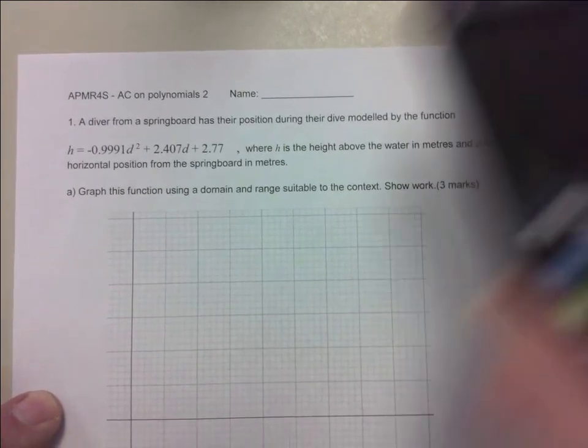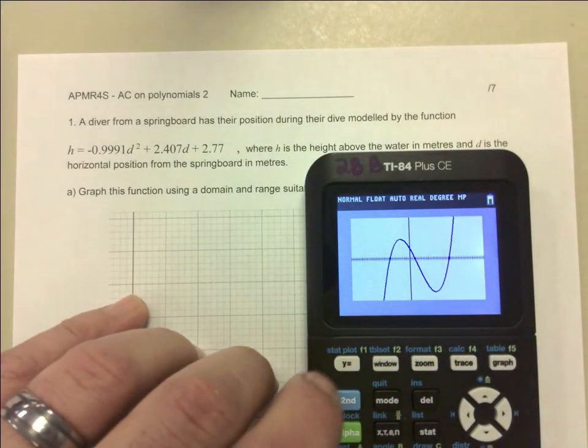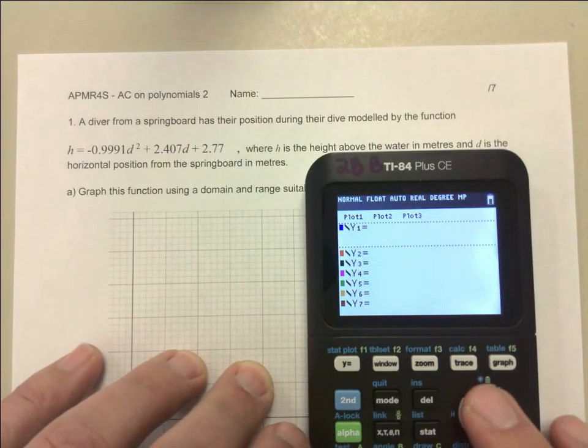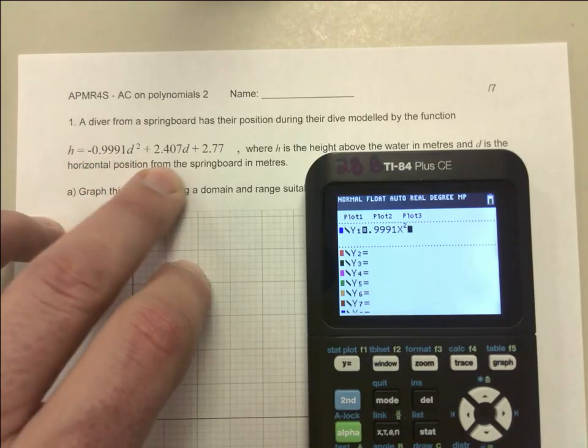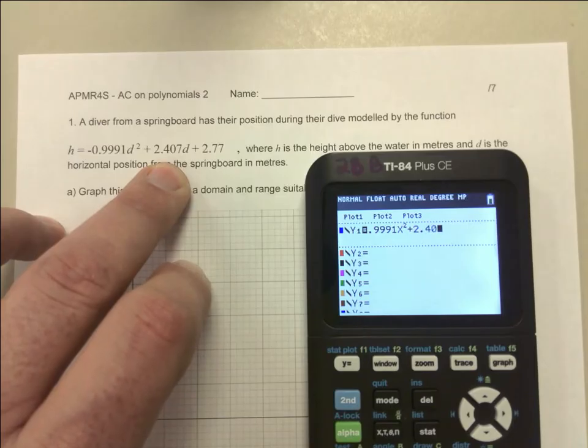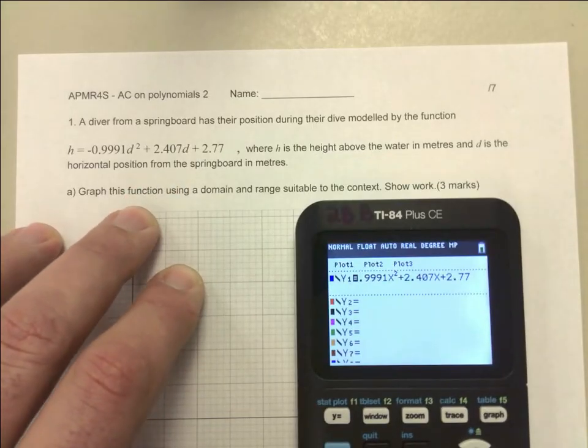You type this into your calculator. If you haven't done that, you go ahead and do this. Make sure plot 1 is turned off. 3 9s followed by a 1 plus 2.407x plus 2.77. And what are we talking about here?